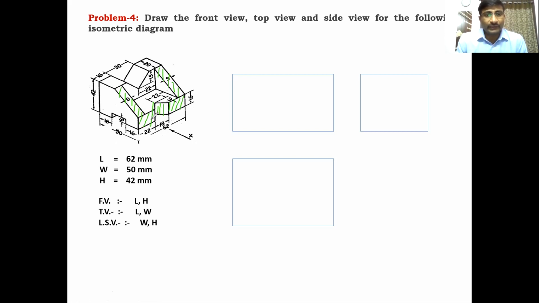Along with this, there is a slot at the bottom of the diagram. This surface is in the direction of the front view, but it is invisible. That's why at a height of 6 mm, dotted lines will be drawn at this place. This bottom slot runs completely throughout the length of the diagram. That's why a dotted line will be drawn throughout the front view. Okay, these are the surfaces which are visible. Along with this, this surface is also visible from the front side.